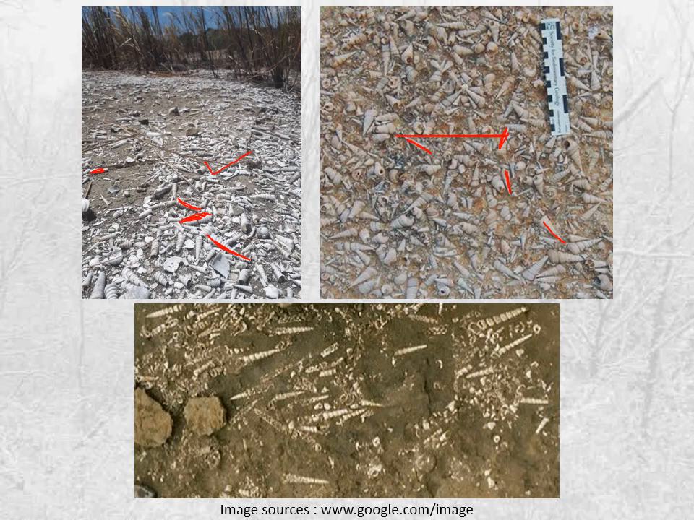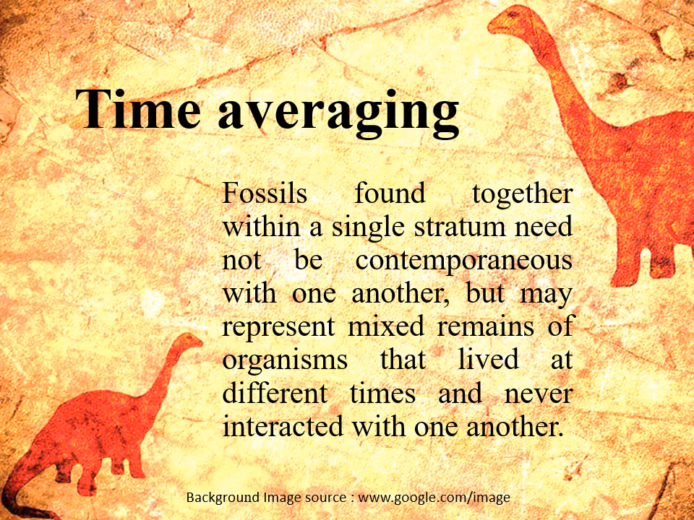But in this picture below you can see they have a crude orientation, this is oriented like this, this is like this. So almost all the shells are directed to a particular direction. That means this particularly directed orientation of gastropod shells indicates that they suffered some taphonomic processes after their death and were oriented in this manner.